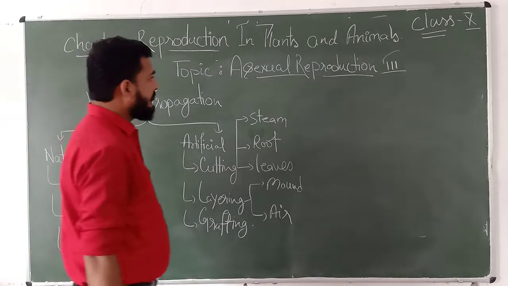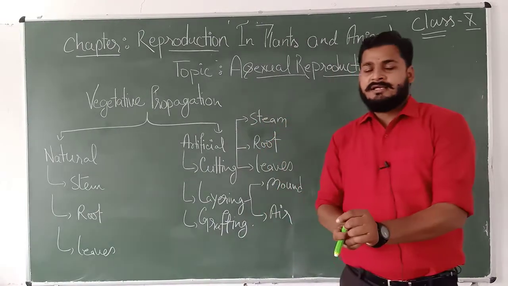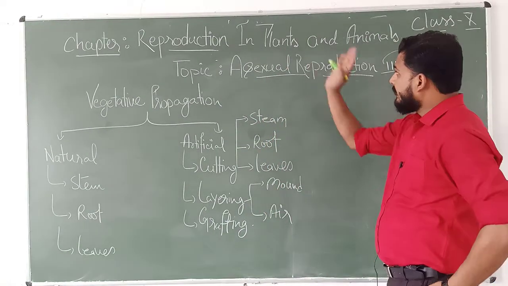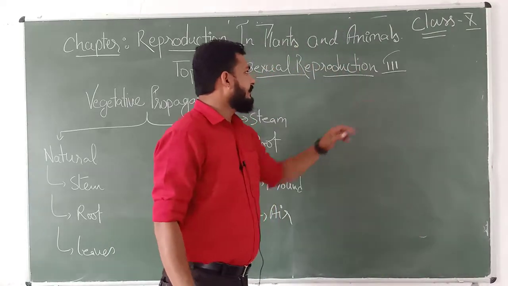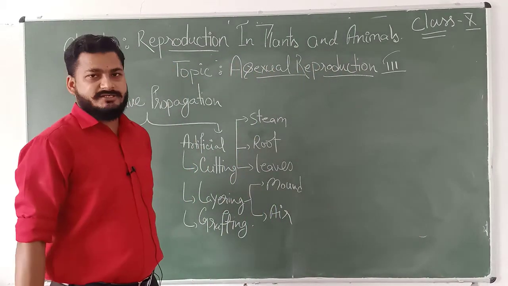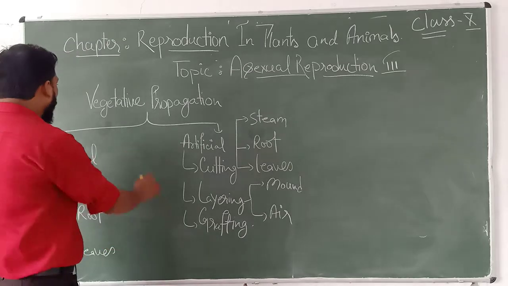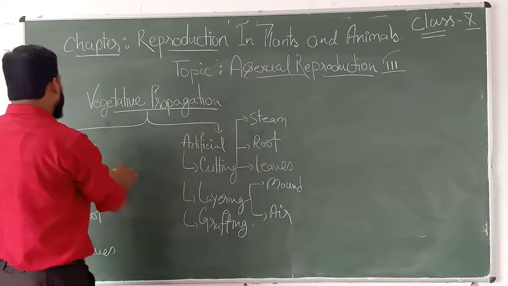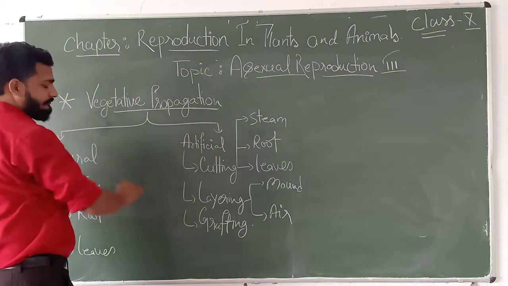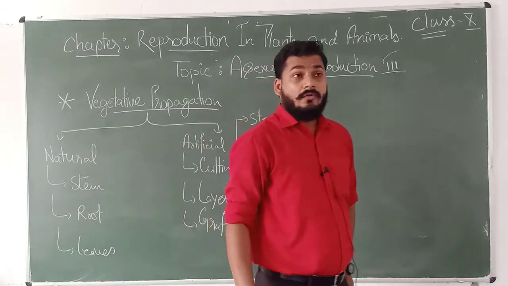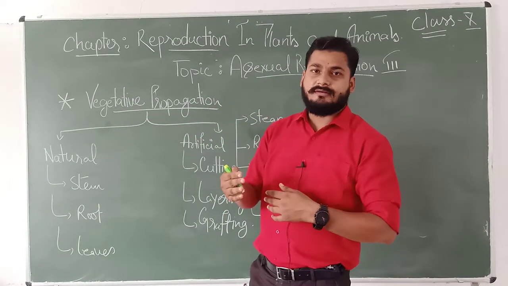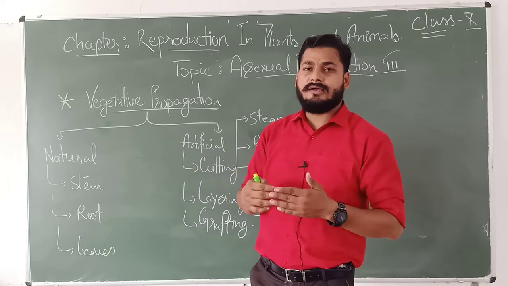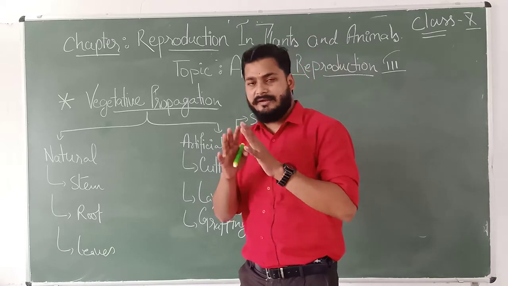Okay, good morning class. We're once again here with our topic reproduction in plants and animals. Today we are going to talk about the third video of asexual reproduction, and today we shall be talking about vegetative propagation. That means we are going to propagate something from the vegetative part of the plant.